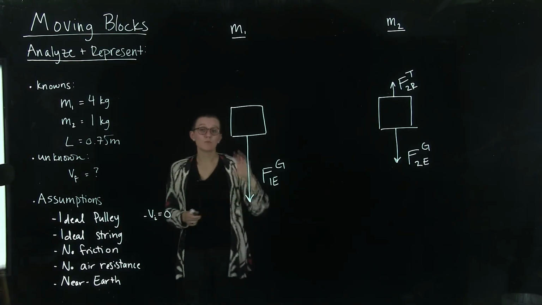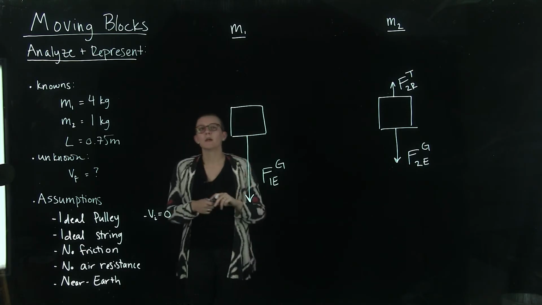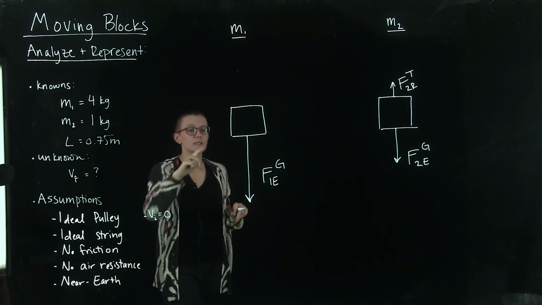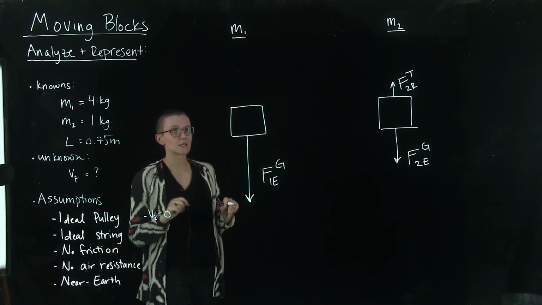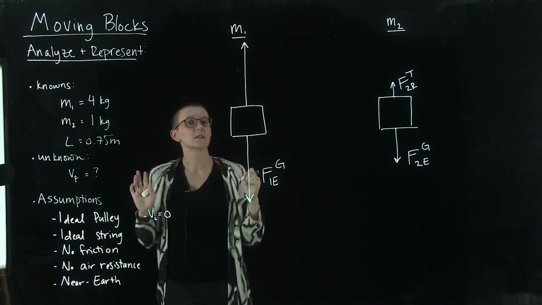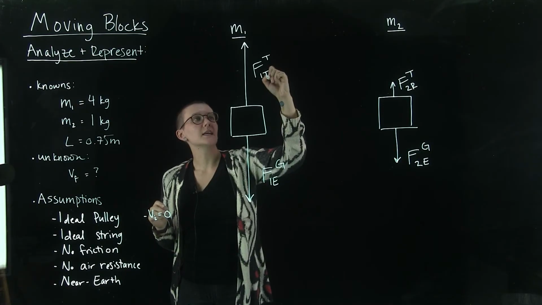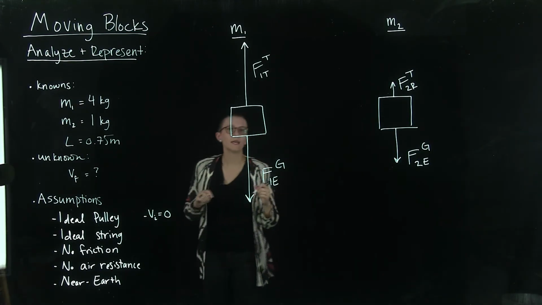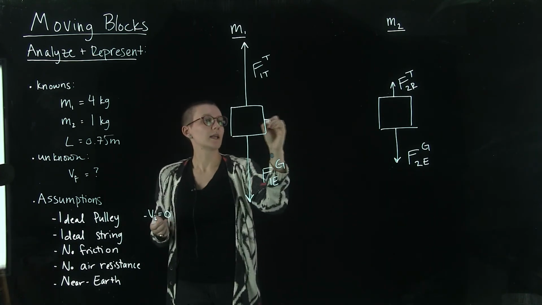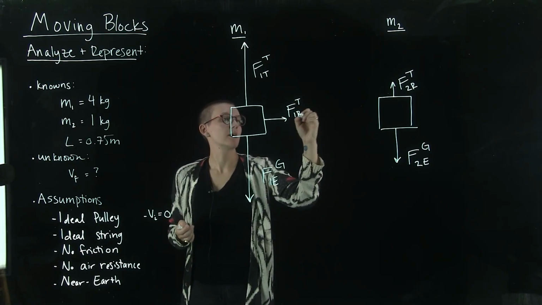Now, because the block isn't moving up or down, there's no acceleration up or down. That means there's no net force up or down. So my normal force from the table on block 1 should be the same magnitude as my gravitational force, but in the opposite direction. So I'm going to try to draw them relatively the same length. So here is my normal force on 1 by the table. All right. Now the last thing I need is my tension force from the rope. So I have an arrow here, F tension on 1 by the rope.